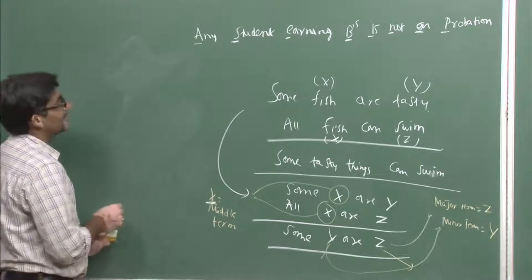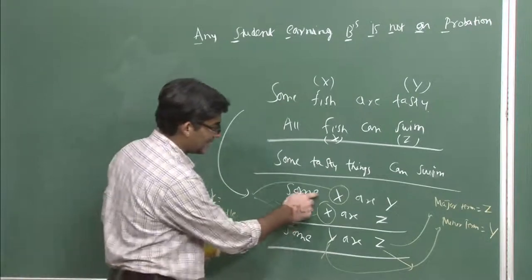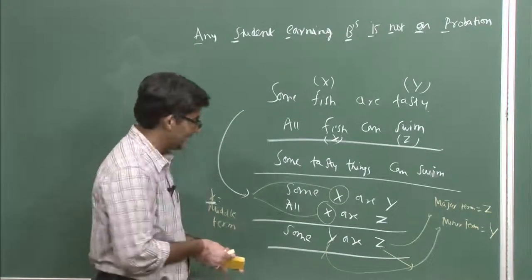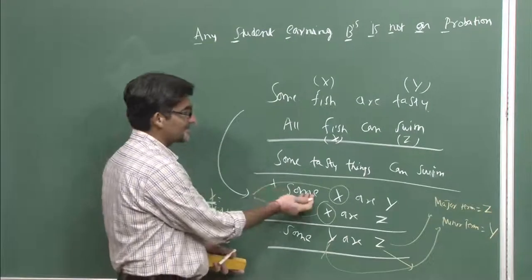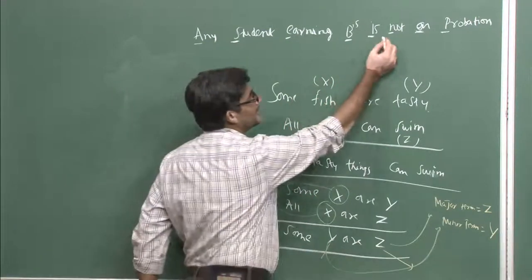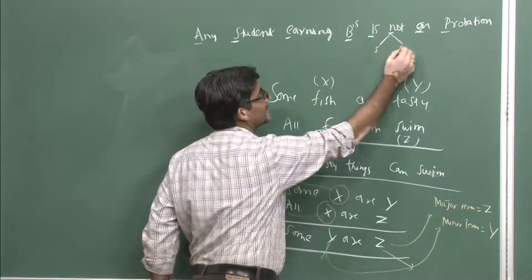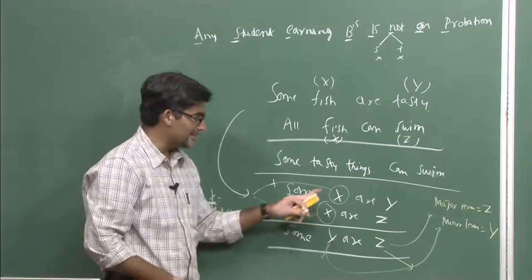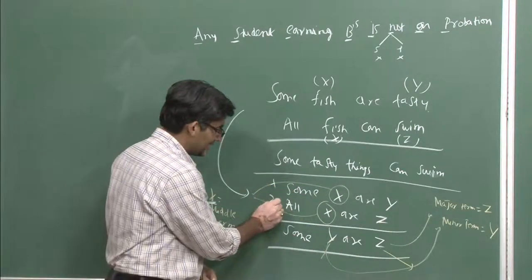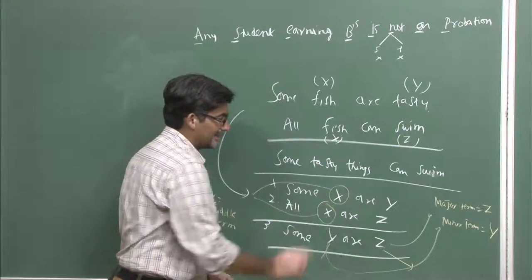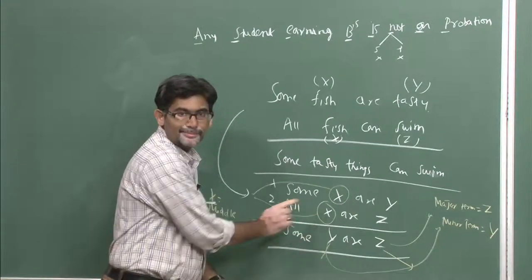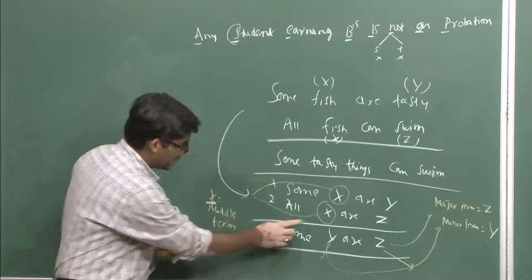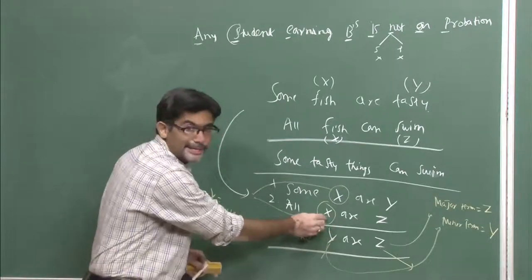X. Wherever you have X, the middle term should be distributed at least once in the premises. Here it is not distributed in the first premise because it is an I proposition. An I proposition distributes neither subject nor predicate, so we do not have to worry much about it. But observe the second statement, All X are Z, where X is the middle term. An A proposition distributes the subject, and what occupies the subject position here is X.